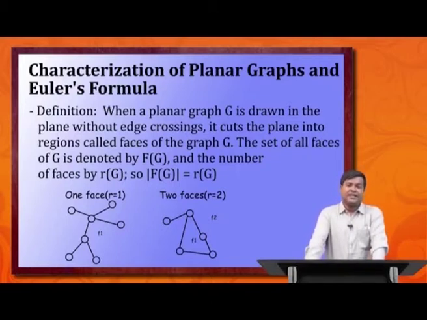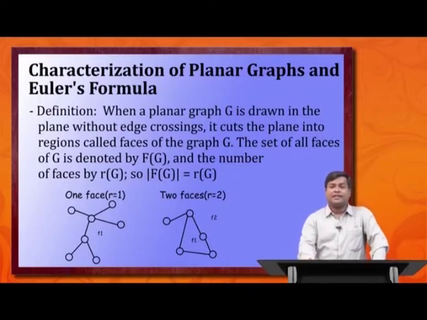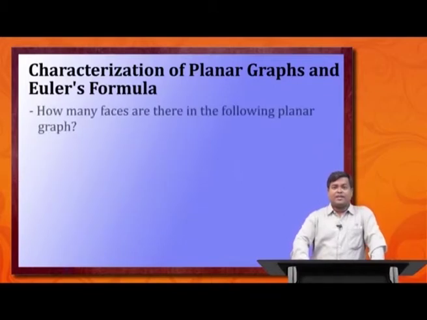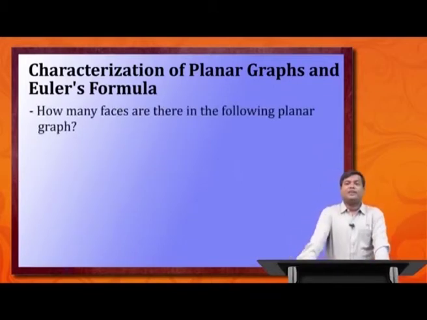One face, r equals 1, means we have only one face, so obviously it is a tree. And r equals 2 is another graph which has two faces, one interior and another exterior. Now we have a question: how many faces are there in the following planar graph?